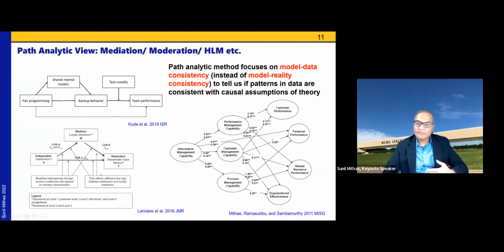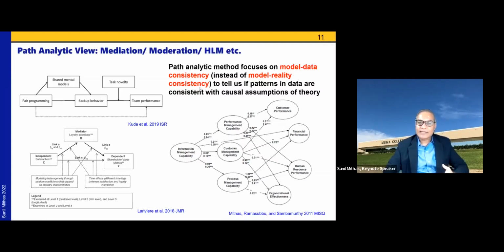So the models can become very complicated very quickly in the path analytic framework. And I'm sure most of you would have also played with what is known as mediated moderation models, or sometimes people call it moderated mediation models. And in fact, this is a paper that was published in ISR, where it is even more complicated than that. So you can see one mediation here, another mediation taking place. You can think of, from pair programming, another mediation taking place here via backup behavior to this, and there is a moderation taking place right here.